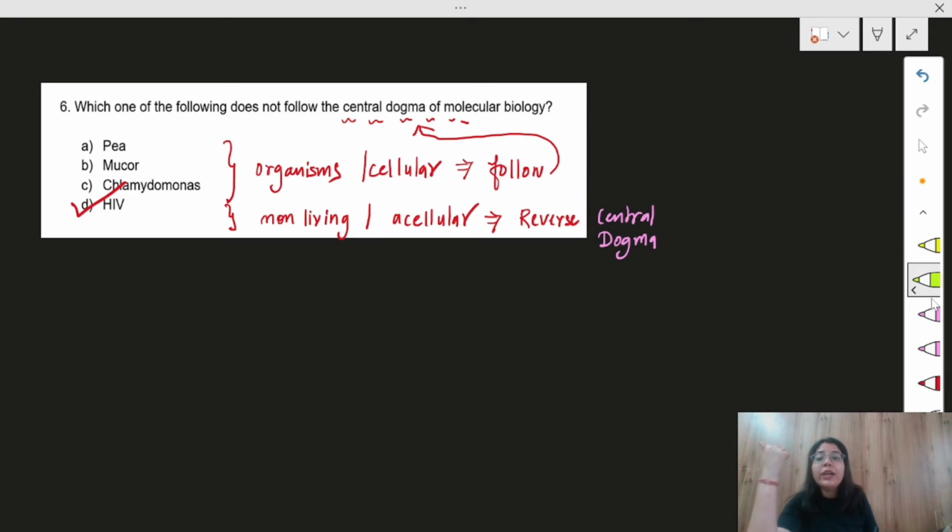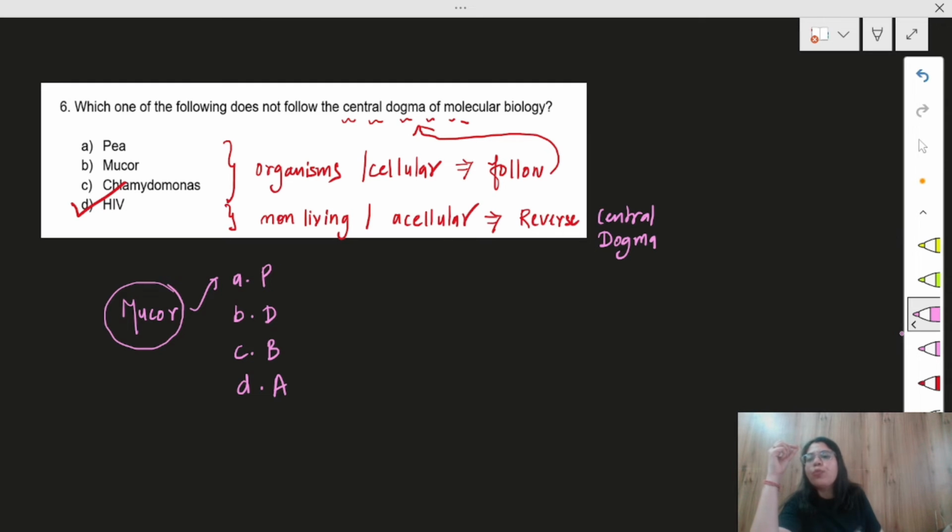Whereas Mucor, what is Mucor? Mucor is a fungus, right? It belongs to which group? Please write in the comments. Mucor belongs to which group of fungi? Does it belong to Phycomycetes, Deuteromycetes, Basidiomycetes or Ascomycetes? Please write the answer. And Chlamydomonas, according to plant biologists, what is it? It is green algae. According to R.H. Whittaker, what is it? It is Protista, right? And Pea belongs to which family? Pea family.